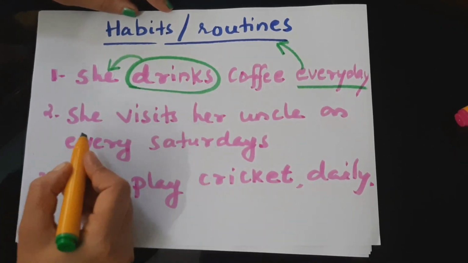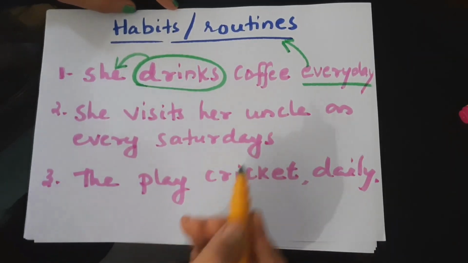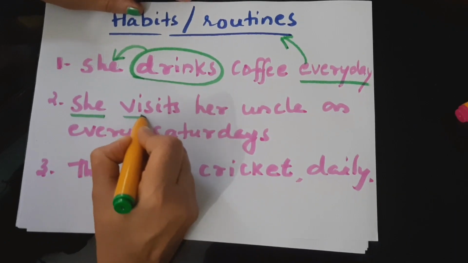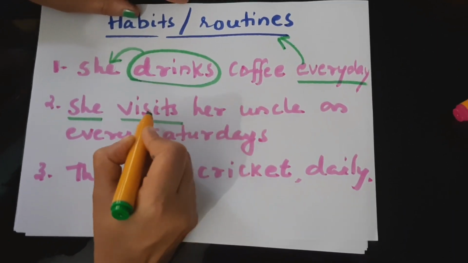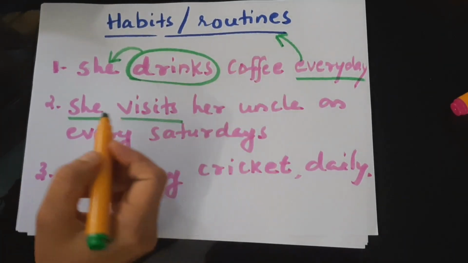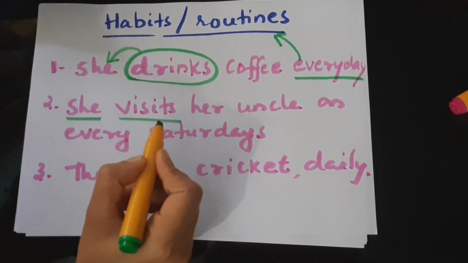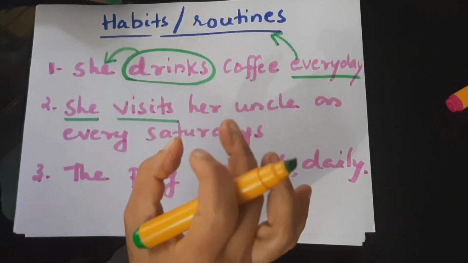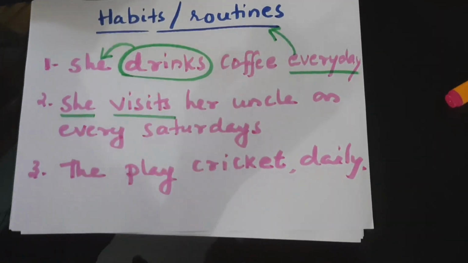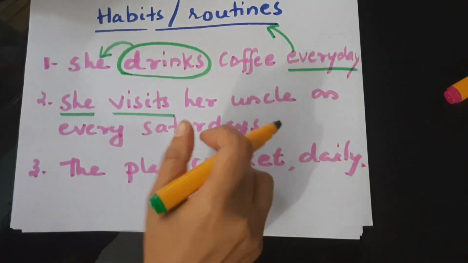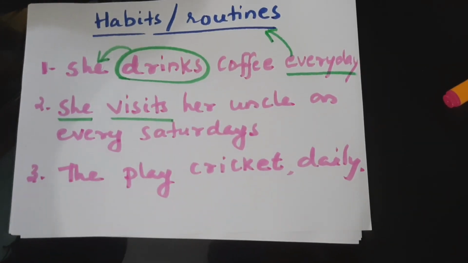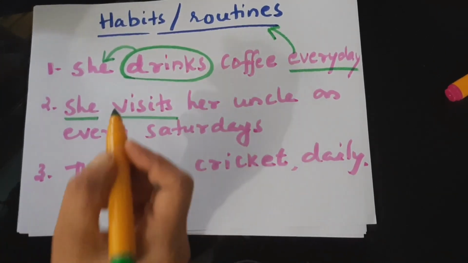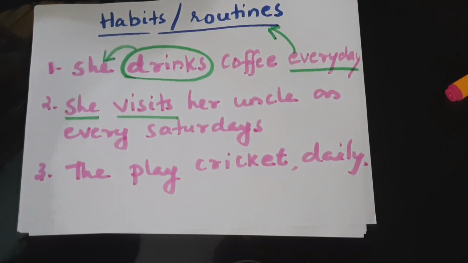Next example, she visits her uncle on every Saturday. Okay, she, singular subject. That's why singular verb visits. She visits her uncle on every Saturday with a regular interval of time. She visits her uncle regularly on all Saturdays. That's a habitual action of hers. So we used simple present here.